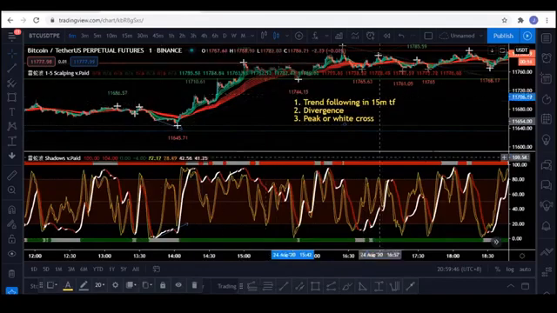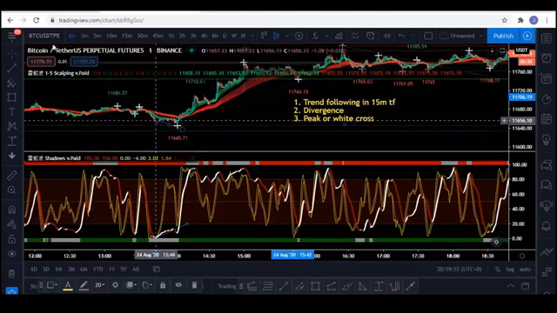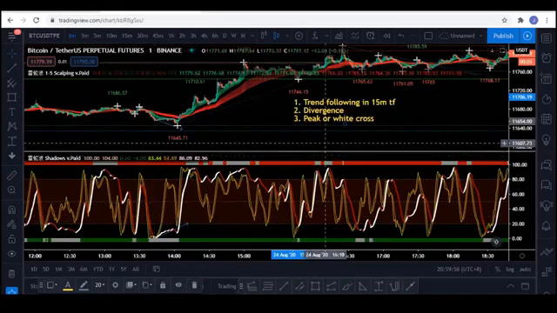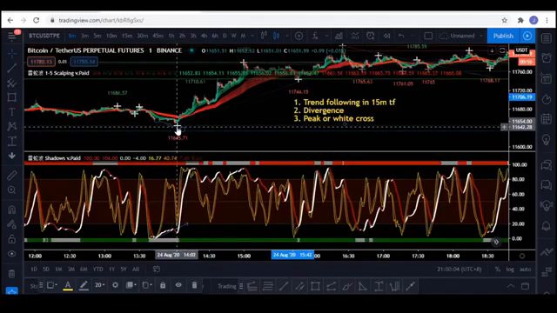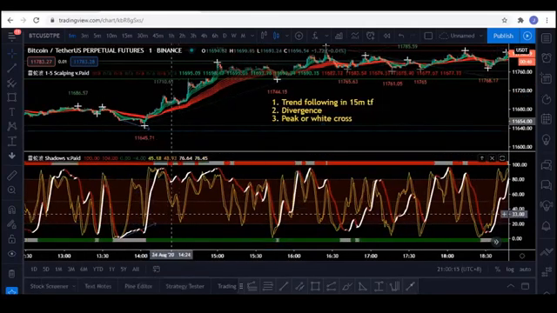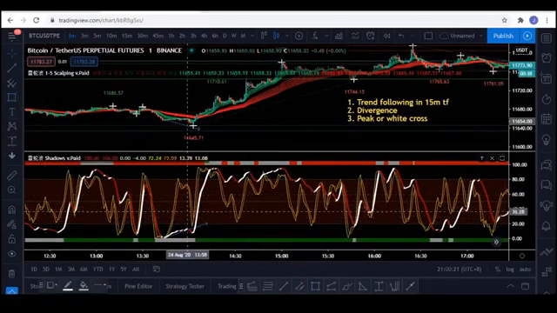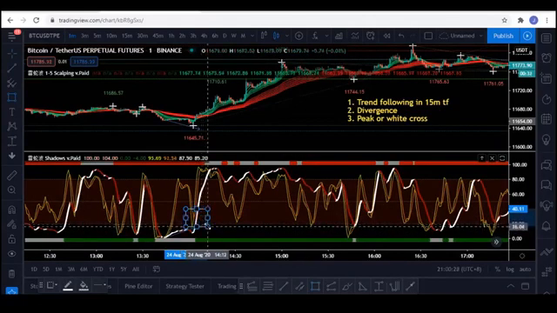First, trend following in 15 minutes. Next is our divergence in 1 minute. This is a divergence. Second is our peak or white cross. We already see our peak or the bottom cross. It means that it is already the bottom of our oversold area. And then our next criteria is our shadow entry cross, this one. Yellow over orange, this one.